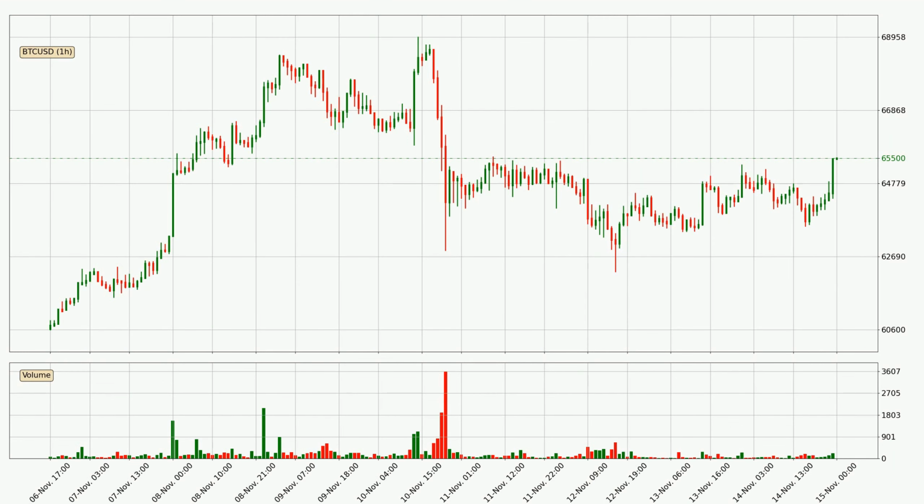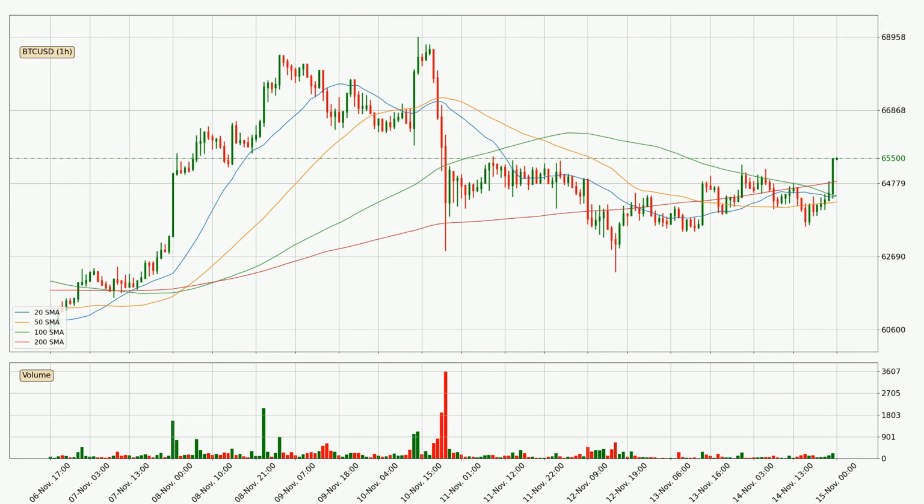Looking at the Bitcoin hourly time frame, the price moved only slightly to the upside, with around 1.1% in the last 24 hours, with a current price of $65,500. Jumping to the hourly simple moving averages, the price crossed the 200 SMA upwards. It's a strong signal that there has been a higher than average volume.